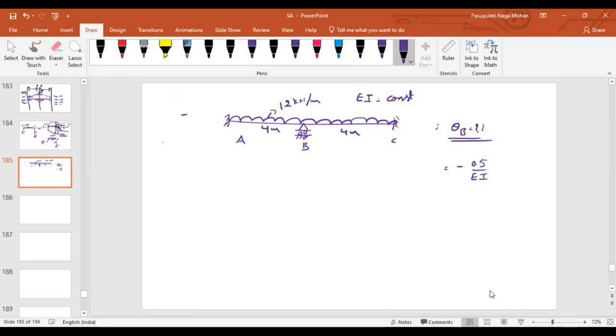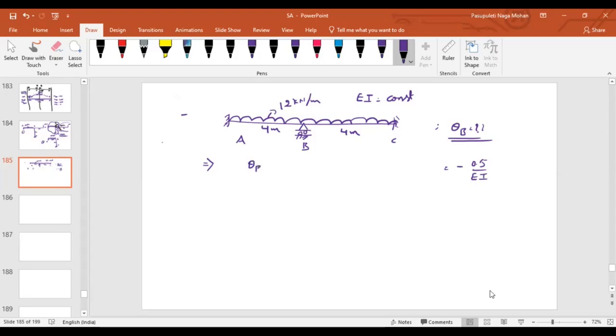Sir, found out the slope deflection equation, sir. Sorry? Please come again. Found out the slope deflection equation, sir. Yeah, what is the answer? One minute, sir. I don't think it will take much time.